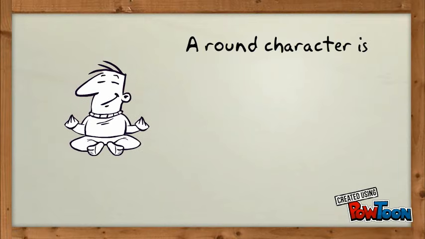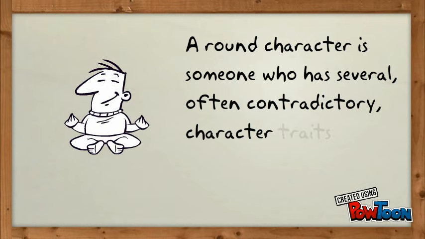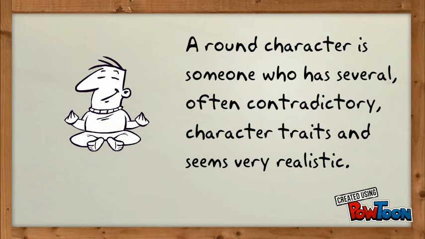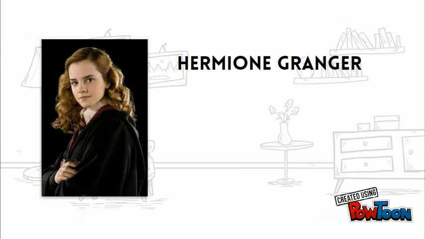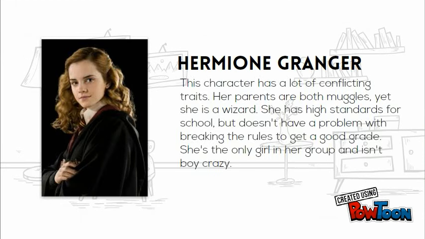A round character is someone who has several, often contradictory character traits and seems very realistic. Hermione Granger is a good example of a round character. This character has a lot of conflicting traits.